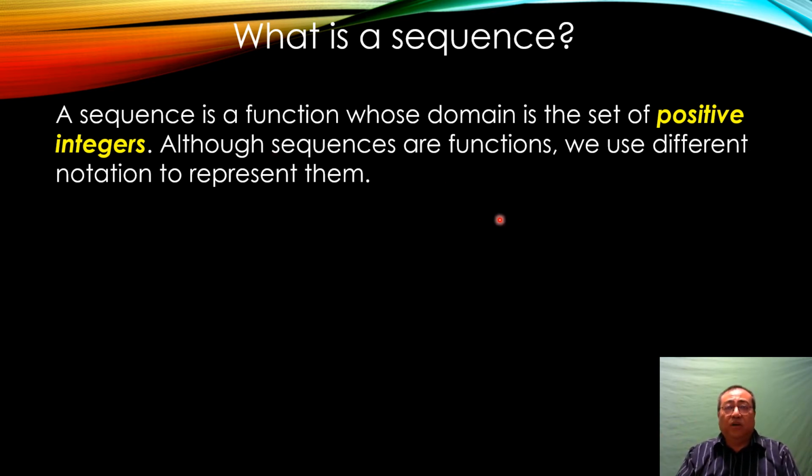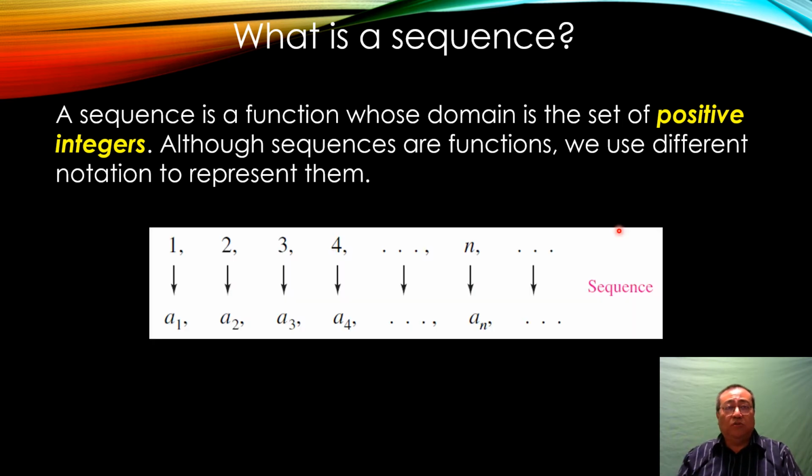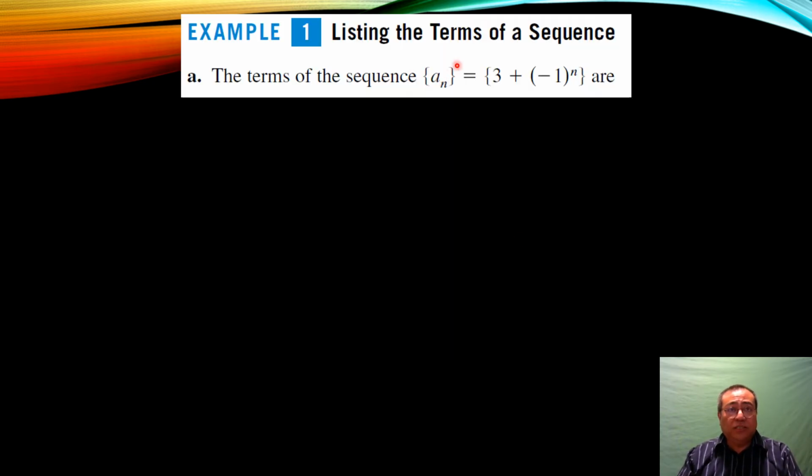Although sequences are functions, we use different notation to represent them. To distinguish between a sequence and a function, we use a subscript: a sub 1, a sub 2, and so on. So this is the notation, a sub n, and this is the actual formula for a sub n: 3 plus negative 1 to the n.